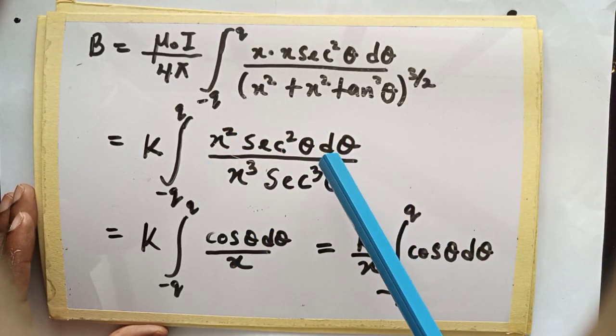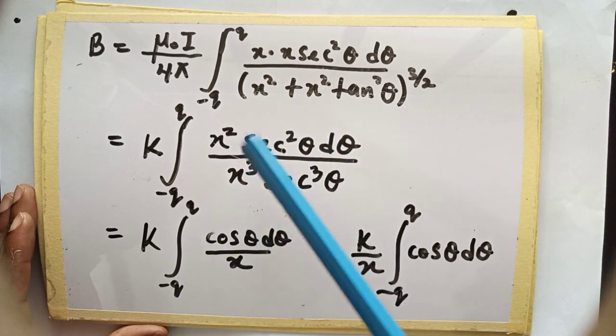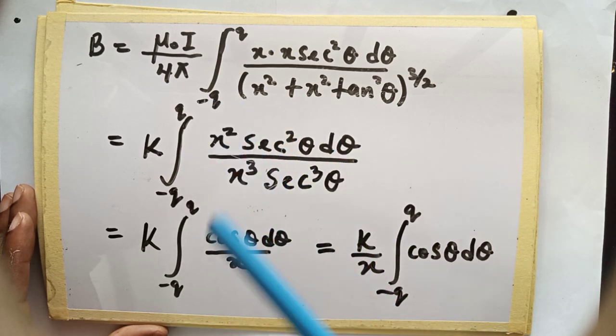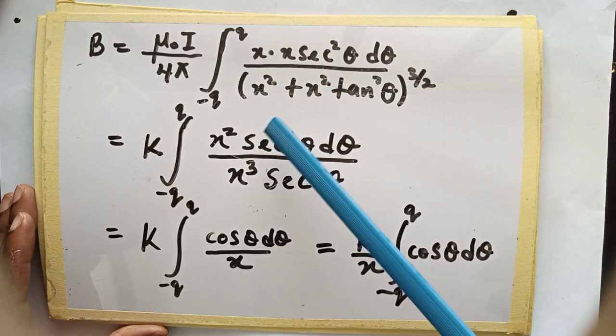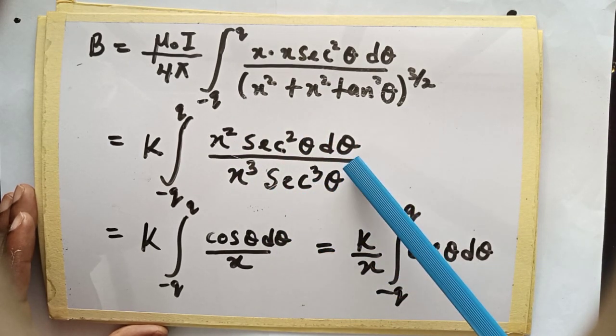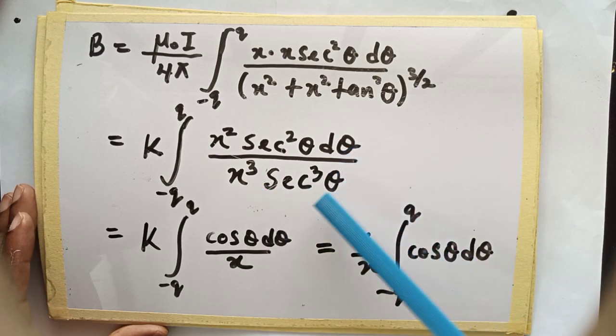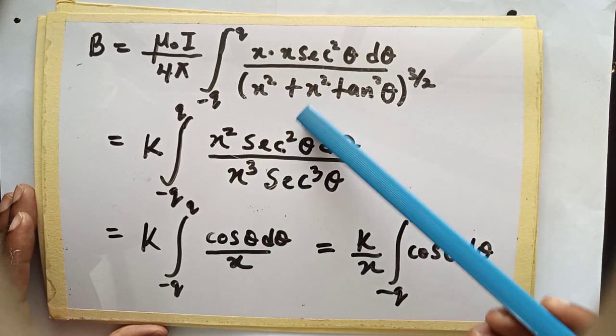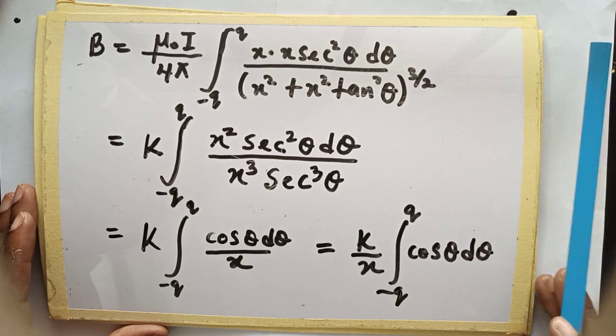From this expression, you can take care of this and this. Take care of this and this. You are left with 1 over x. Remember, when you take this one out with this, you are left with sec theta. And sec theta is the same as 1 over cos theta. So cos theta goes up and you have this expression.